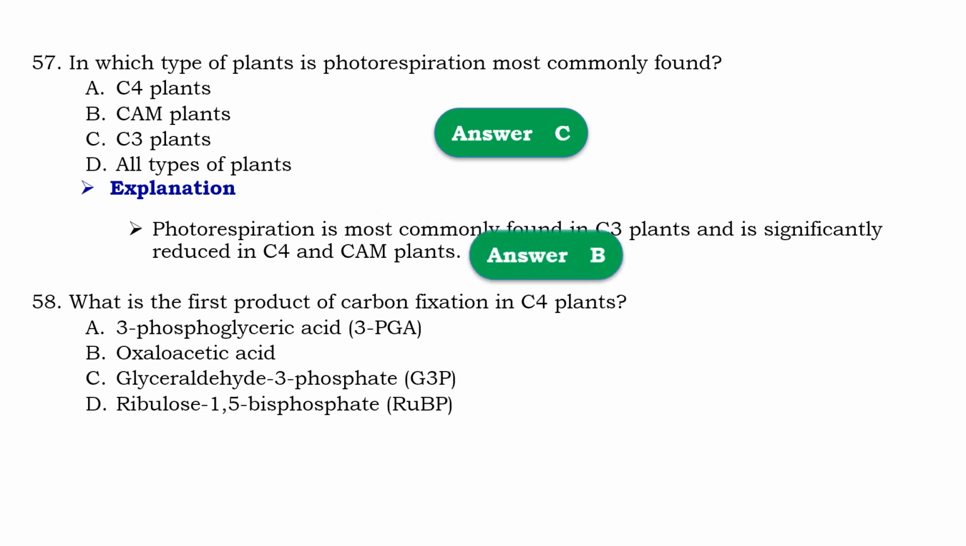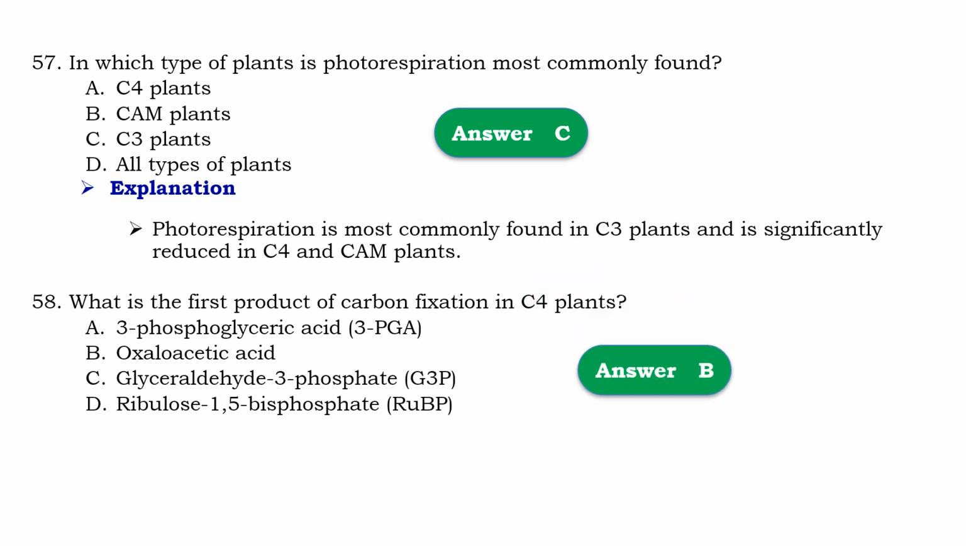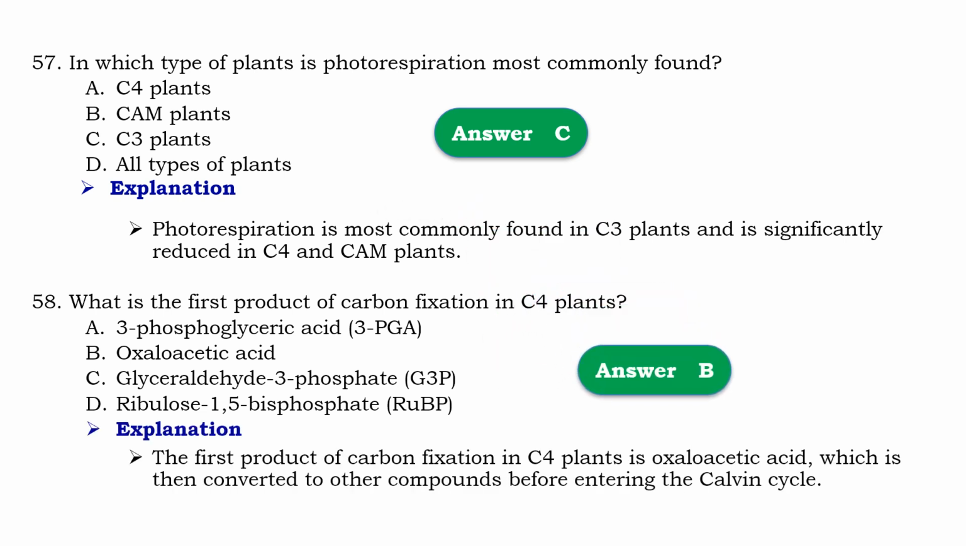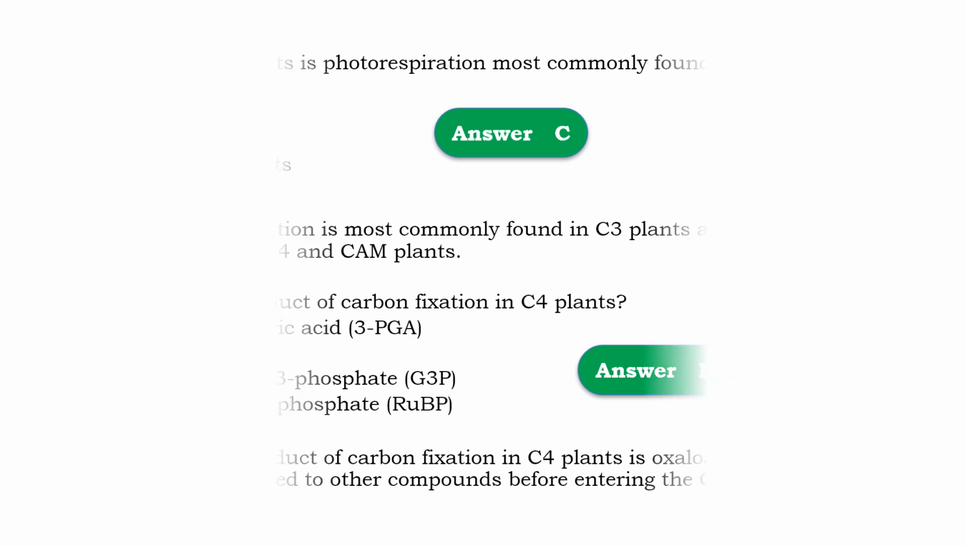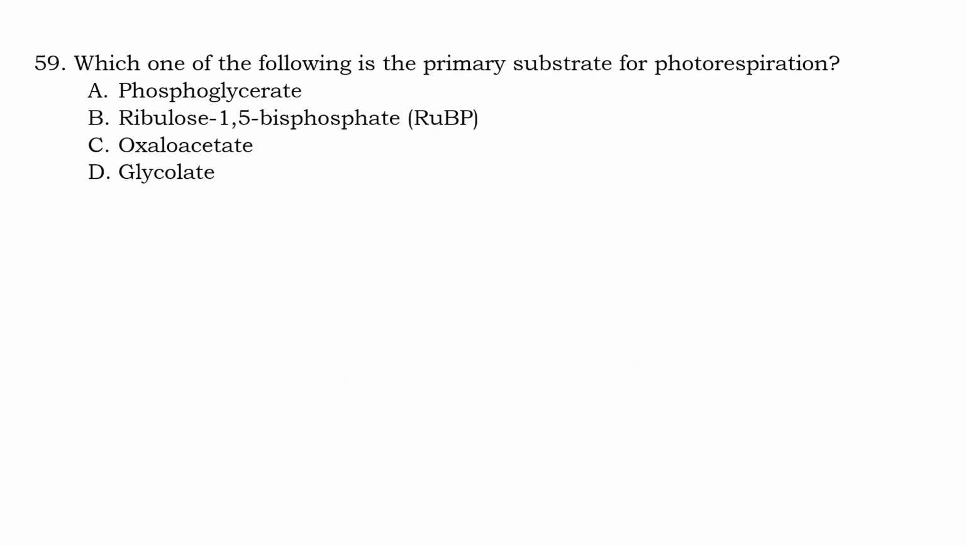So that should be B, oxaloacetic acid. Means that the first product of carbon fixation in carbon 4 plant is oxaloacetic acid, which is converted to other compound before entering Calvin cycle. Question number 59. Which one of the following is primary substrate for photorespiration?